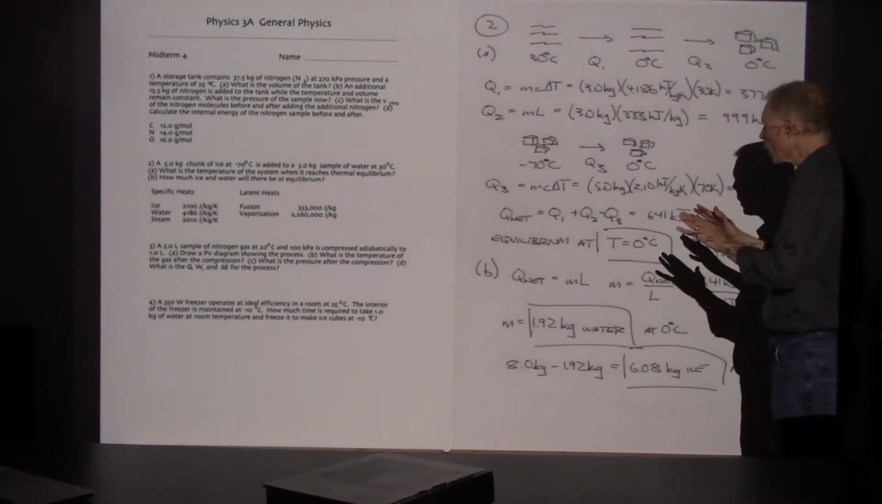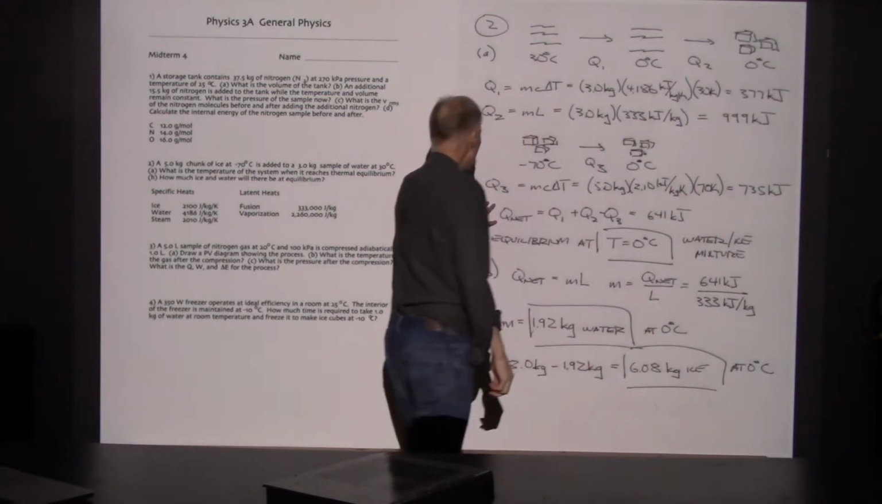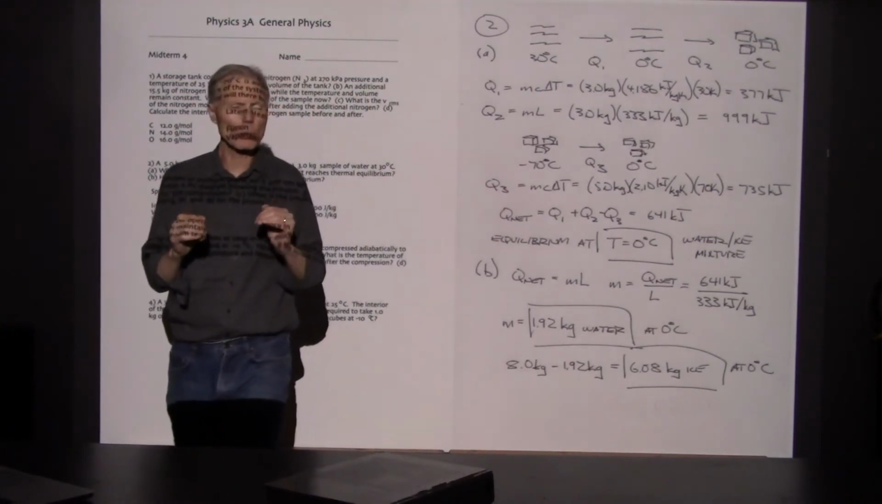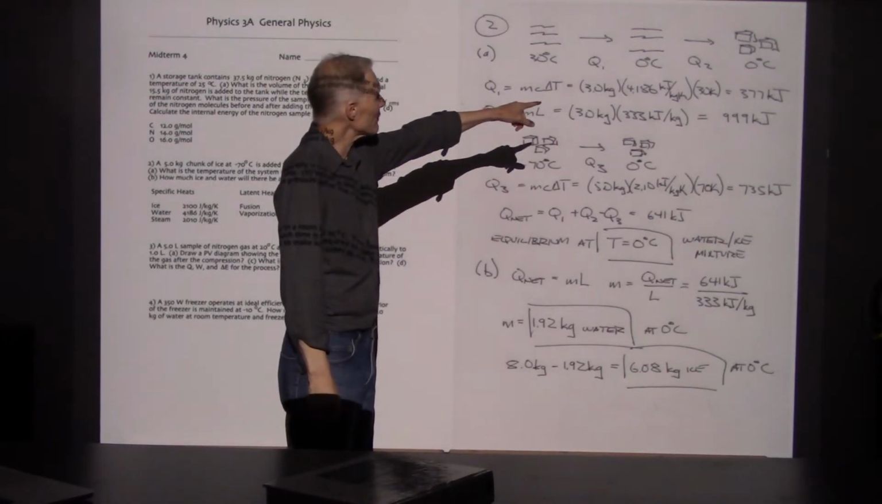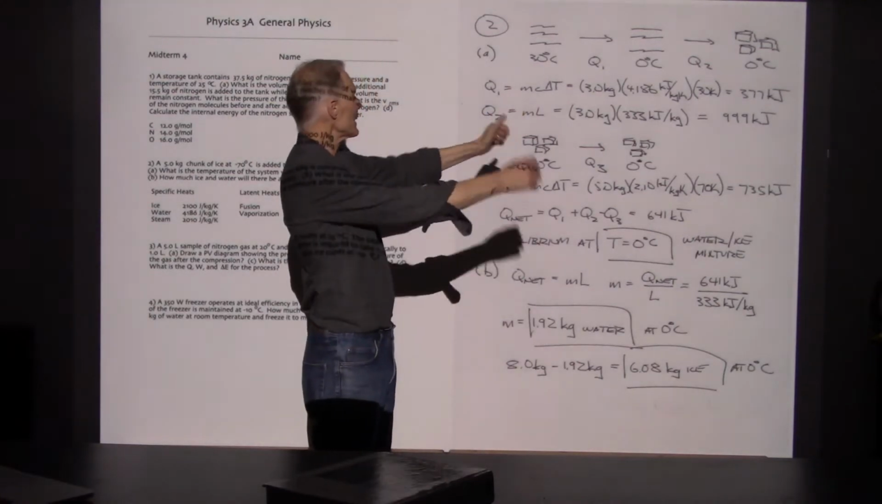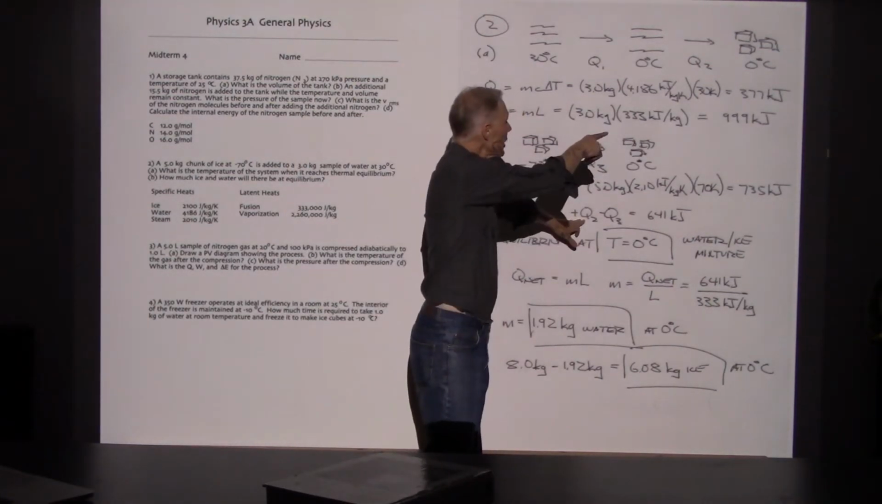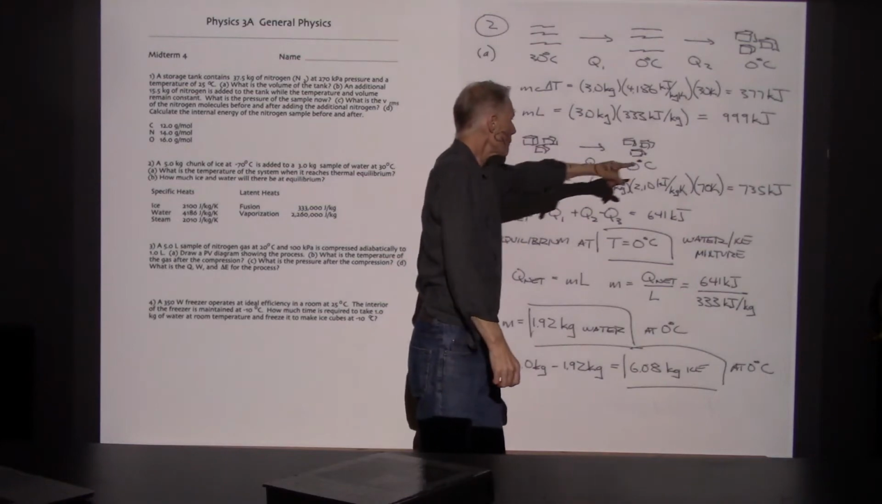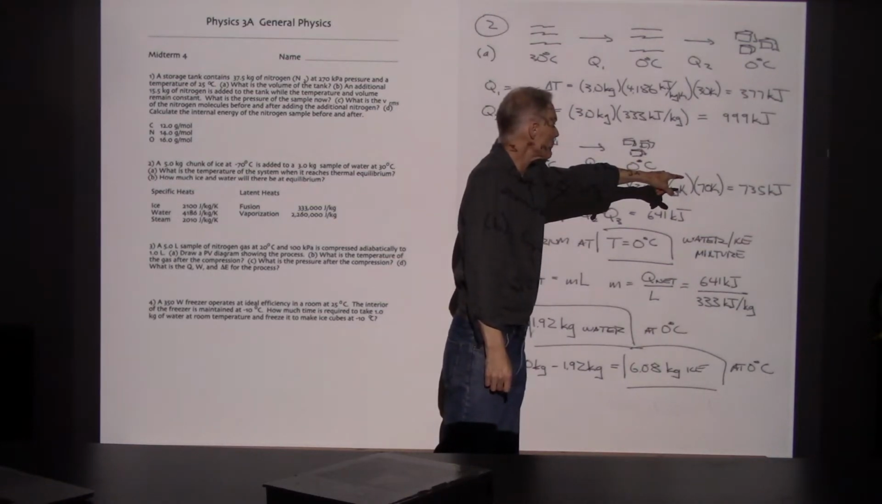Okay, so where are we right now? How much heat do we have to work with? I took out 377 kilojoules, and then I took out an additional 999, but then I put back 735.